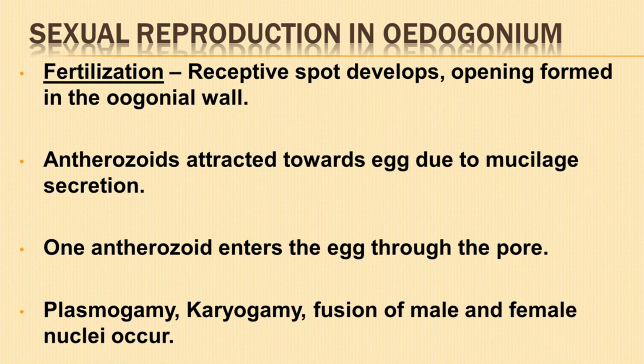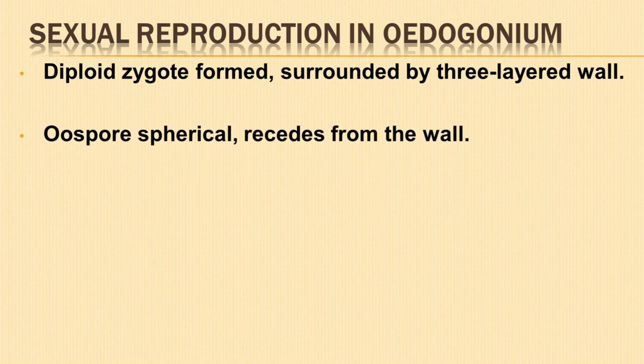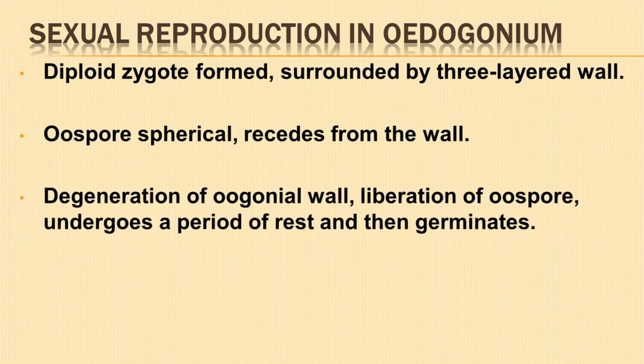After plasmogamy and karyogamy, the male and the female nuclei in the egg fuse to form a diploid zygote or oospore. The oospore gets surrounded by 2 or 3 walls. It is spherical and recedes from the wall. The oospore is liberated by the degeneration of the oogonial wall. It undergoes a period of rest.